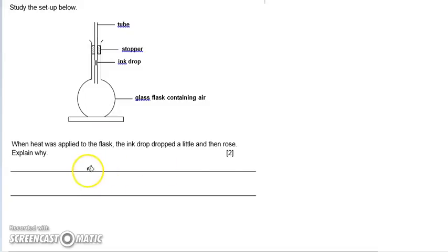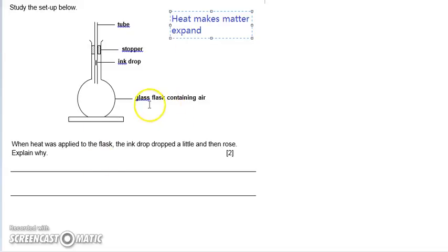Now what happens is, when heat is applied to the flask, when this thing is heated up, what will happen? What do we already know? We know that heat makes matter expand. Right now, the air inside the glass flask is matter. The flask itself is matter. So when the glass flask is heated up, it will expand first.